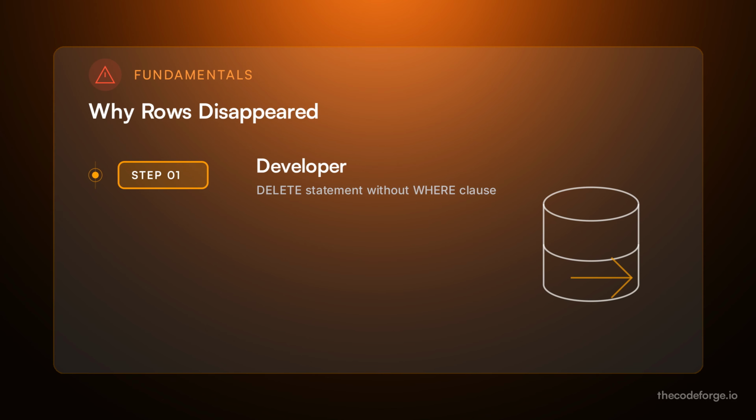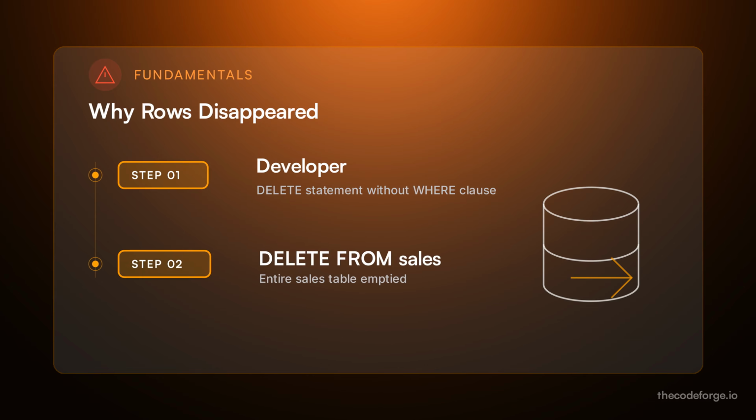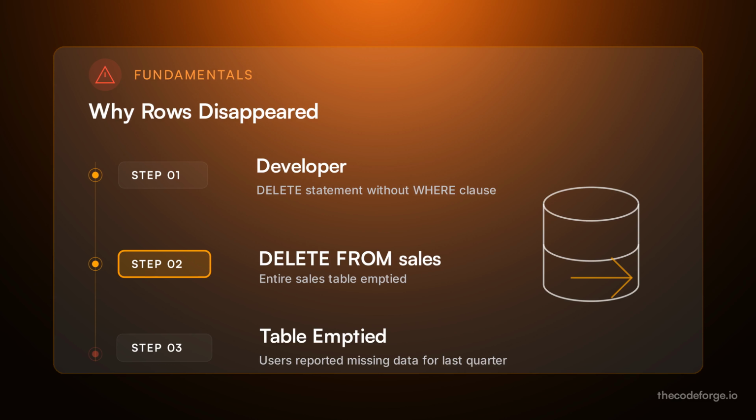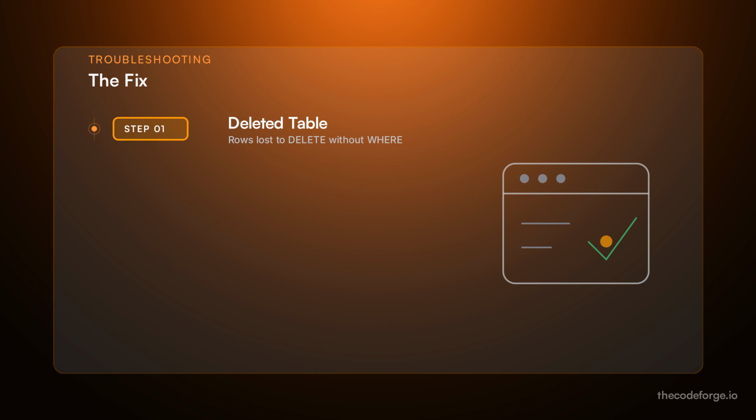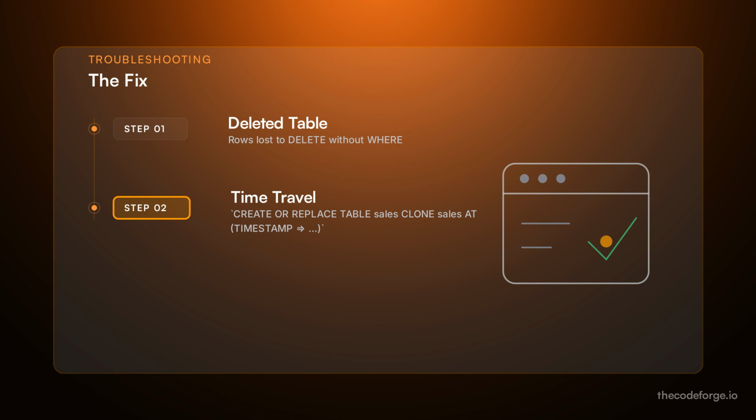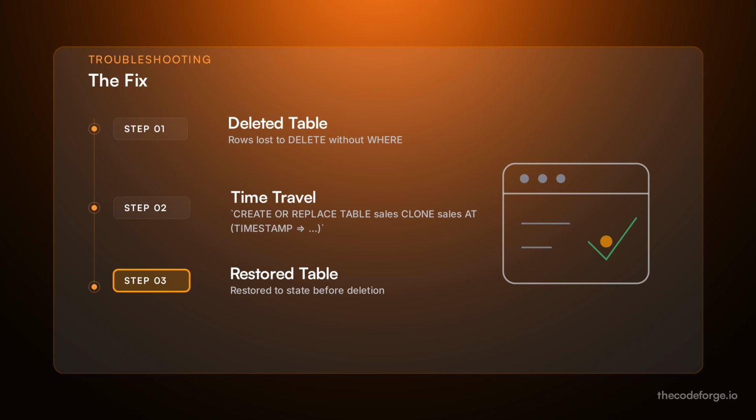This is the chain reaction that unfolded. A developer ran a delete statement without a where clause, removing all rows from the sales table. Users immediately reported missing sales records for the last quarter. The developer assumed the data was permanently lost because the delete had been committed. The fix was to use Snowflake's time travel feature. By running create or replace table sales clone sales AT (timestamp => a timestamp from before the deletion), the table was restored to its state before the deletion. Data was recovered instantly, resolving the incident and demonstrating the value of time travel.